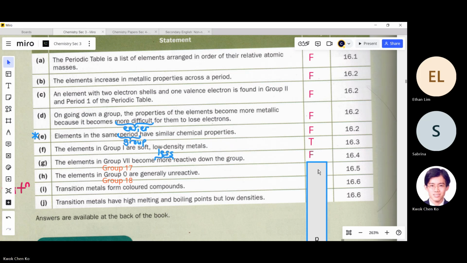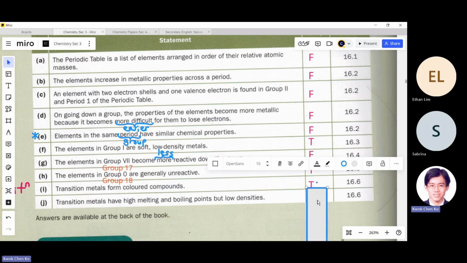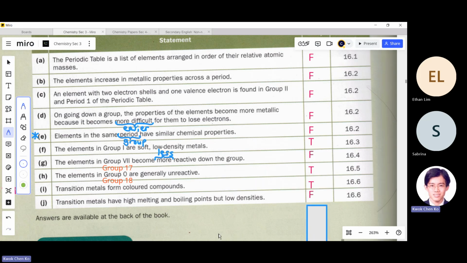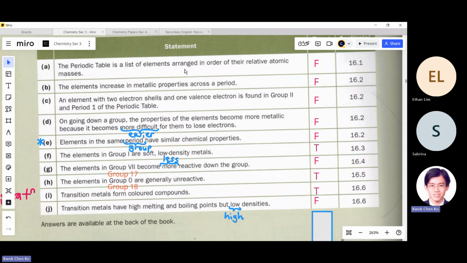True. Dylan, I. True. Okay. Angel, J. False. Okay, what? Angel. Yes. High densities. So yeah, be very clear about all this. I mean, no doubt it will come up. True or false will not come up for your test or exams, but you need to know all the concepts here.